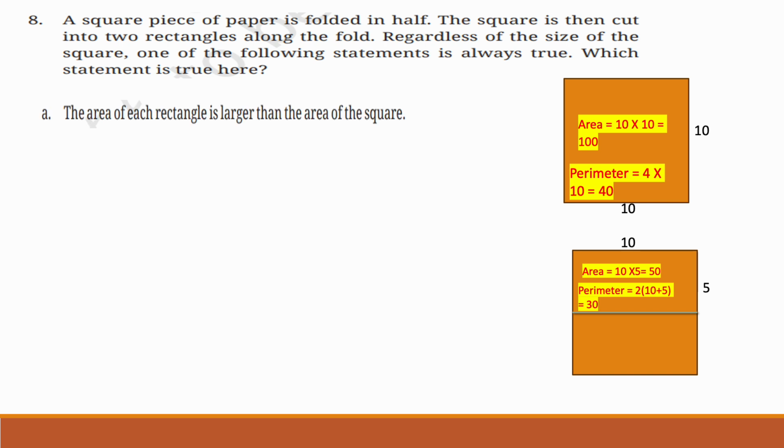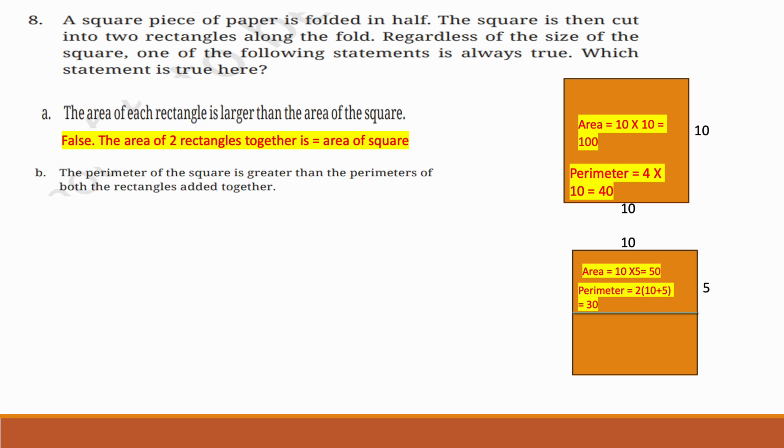So, first statement, the area of each rectangle is larger than the area of the square. See, the area of each rectangle is 50. Then, what is the area of the square? It is 100. Is 50 larger than 100? No. So, this statement is false. The area of two rectangles together is the area of the square.